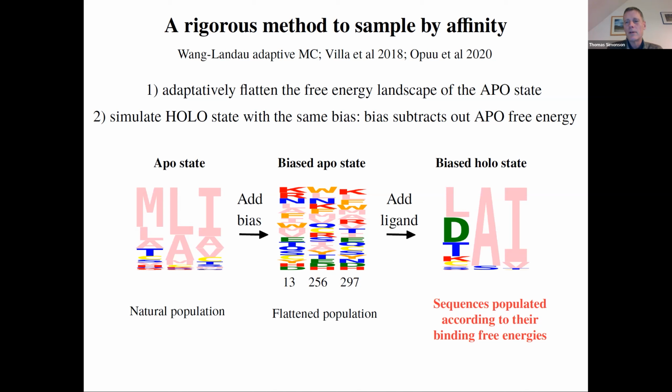Something to mull over later over coffee, or you can look at the articles. Now, if we simulate the holo state with the same bias, the bias subtracts out the apo free energy. It's really amazing. It's like magic. It's very easy to understand, spend a few minutes thinking about it.